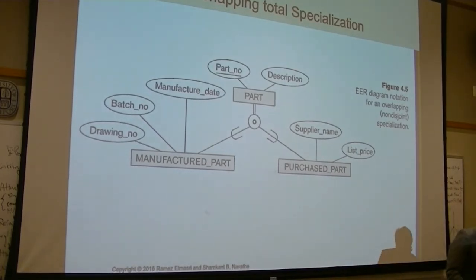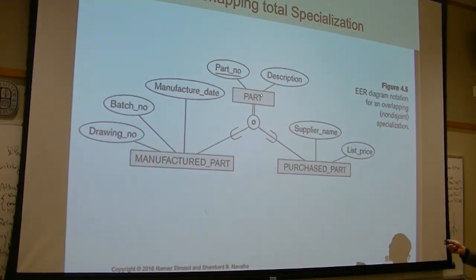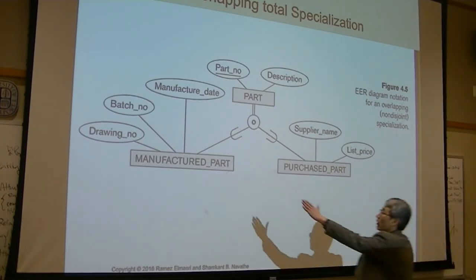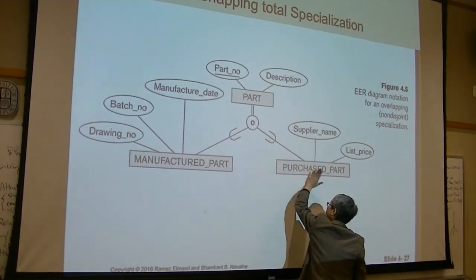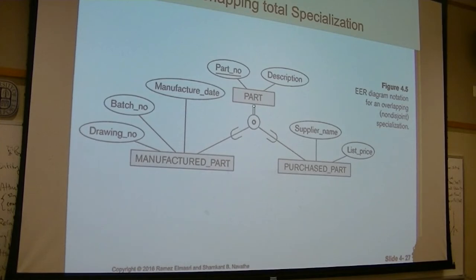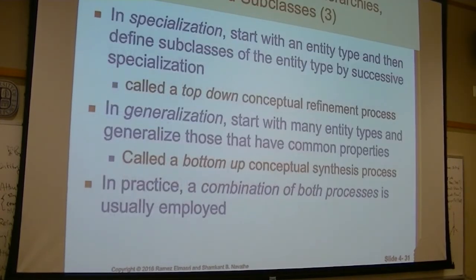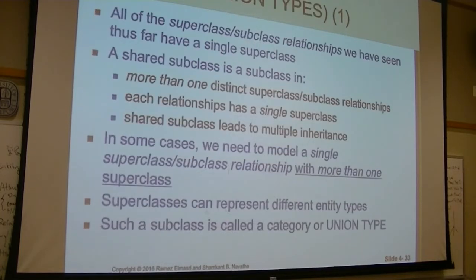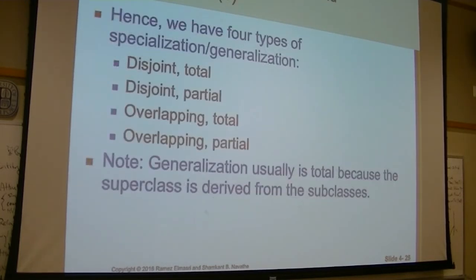What about this? Part. It's a part, but it's not manufactured, it's not purchased. It may be possible, at that time you can use the single line over here. Double line means it should be at least one of these. Manufactured part or purchased part or both of them because it's overlap. So you can specify the double line or single line, which means there are 4 different types.